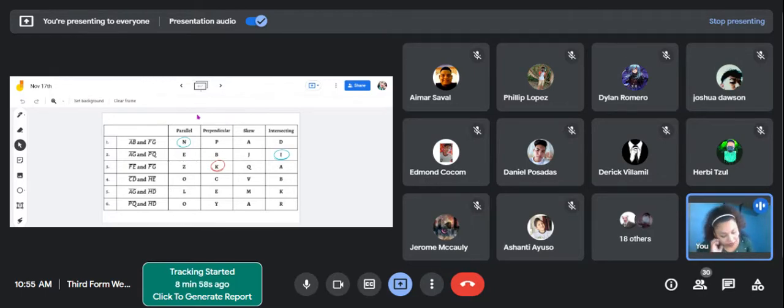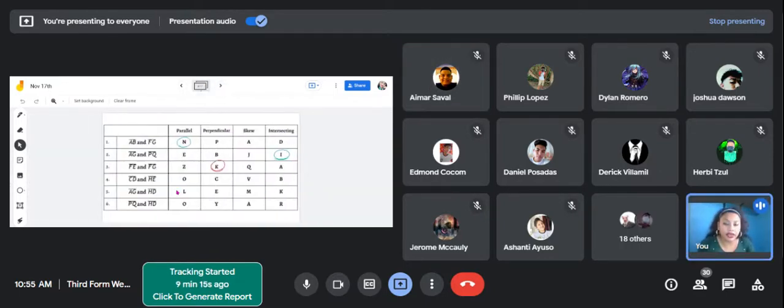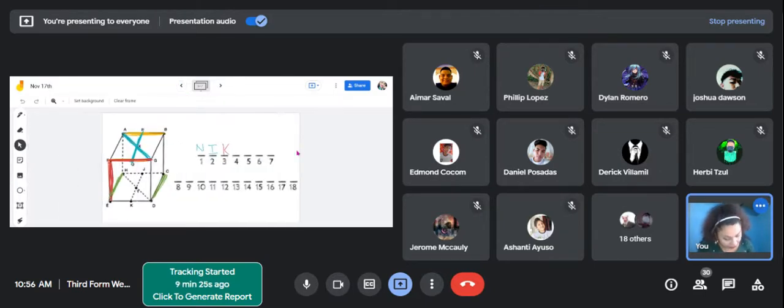Okay, looking at the other one, we have CD and HE. So CD over here and HE over here. What are they? Parallel line, very good. So I'm gonna go ahead and circle parallel line. Number 4 is O. So then I'm just gonna write an O here as well. Yes?